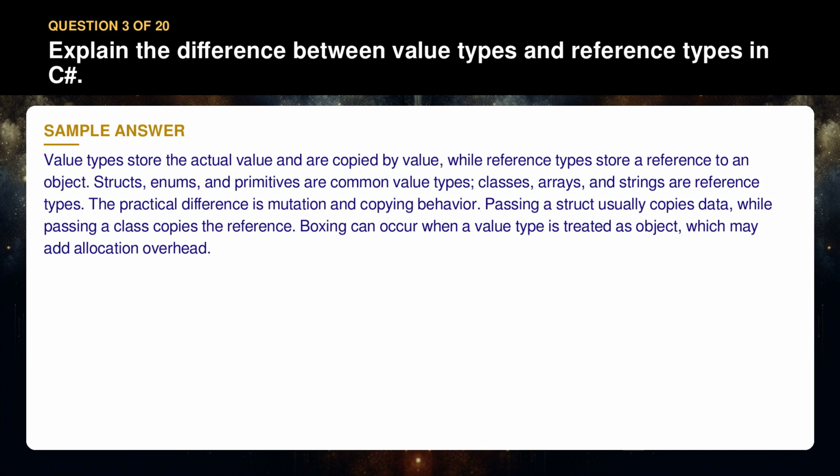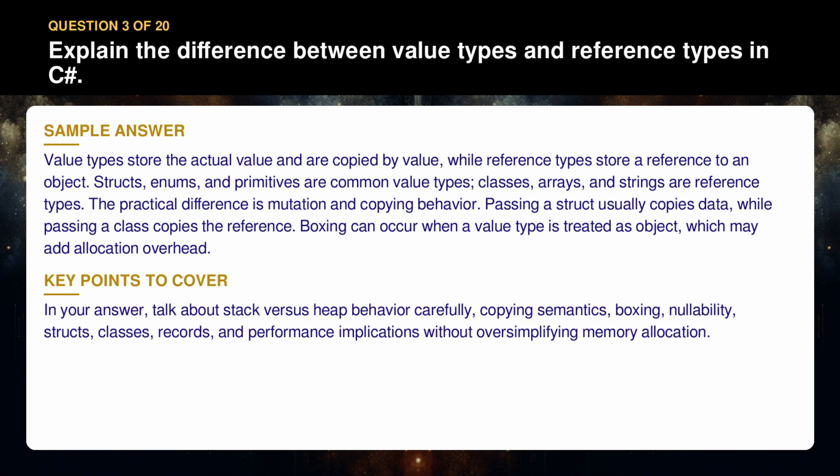The practical difference is mutation and copying behavior. Passing a struct usually copies data, while passing a class copies the reference. Boxing can occur when a value type is treated as object, which may add allocation overhead. In your answer, talk about stack versus heap behavior carefully. Copying semantics, boxing, nullability, structs, classes, records, and performance implications without oversimplifying memory allocation.